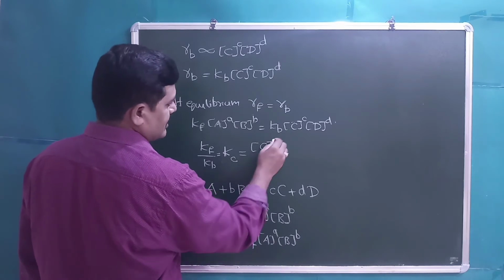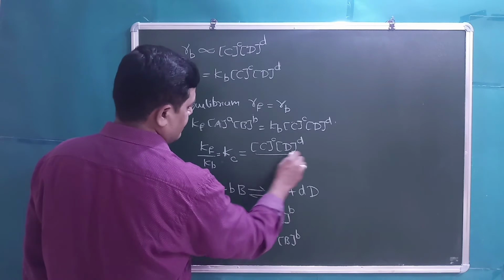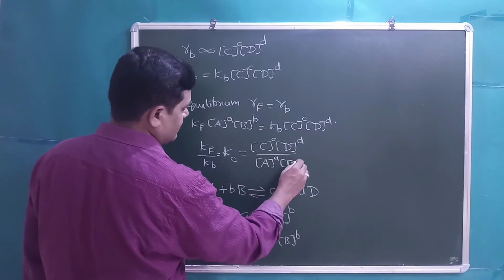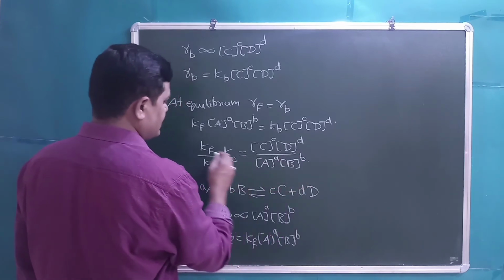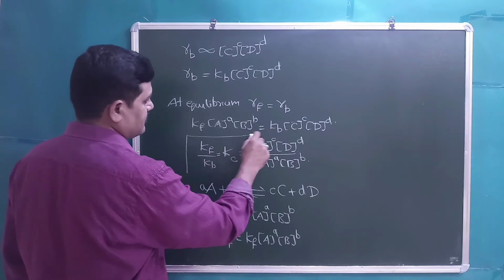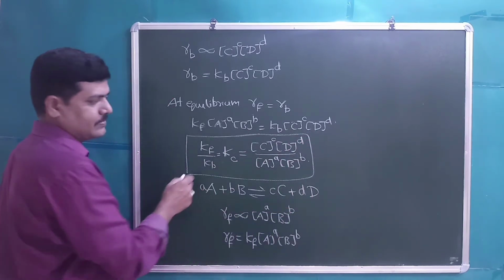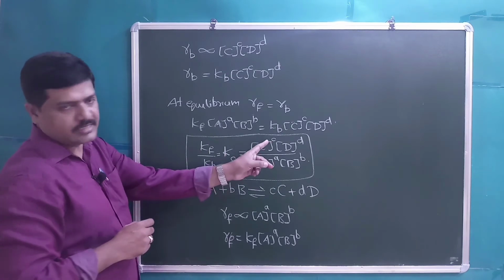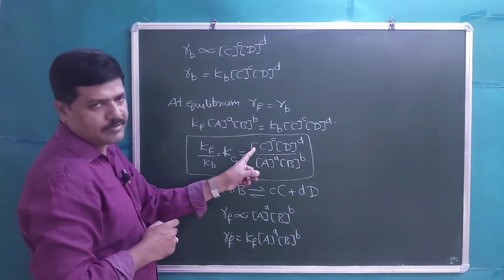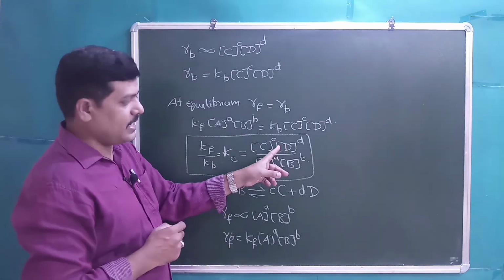Equilibrium constant Kc is equal to active mass of C power c into active mass of D power d divided by active mass of A power a into active mass of B power b. Students, this mathematical expression is known as the application of the law of mass action. This is also known as the law of equilibrium, law of chemical equilibrium. This expression is called the law of chemical equilibrium.